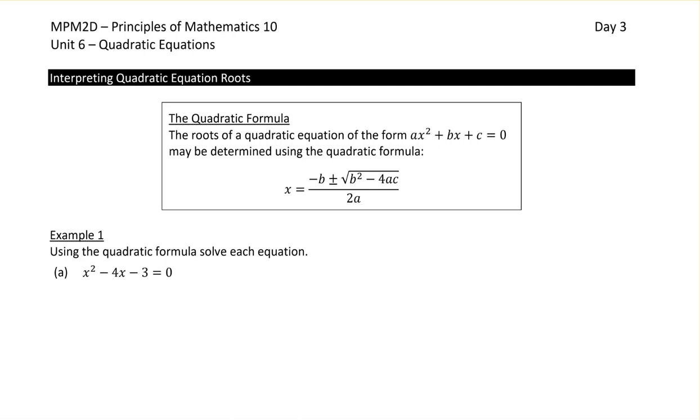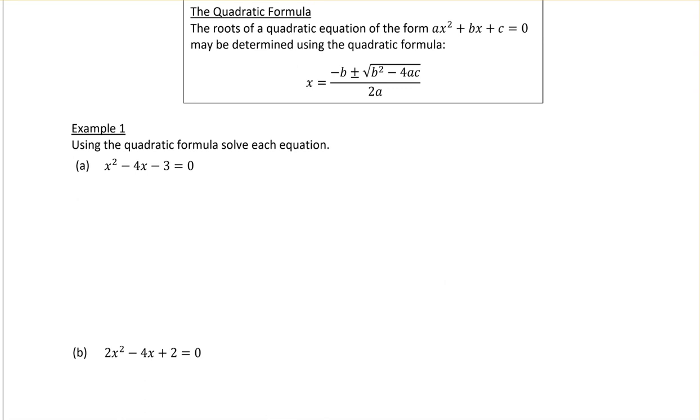Okay, so with these first examples, under example 1 we have A, B, and C, and all are asking us to use the quadratic formula to solve each equation. You can either fast forward this video now and do that on your own, or you can go through these steps again with us if you need some more practice using the quadratic formula. Okay, so the first one.